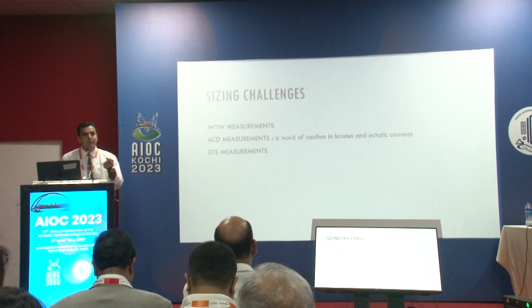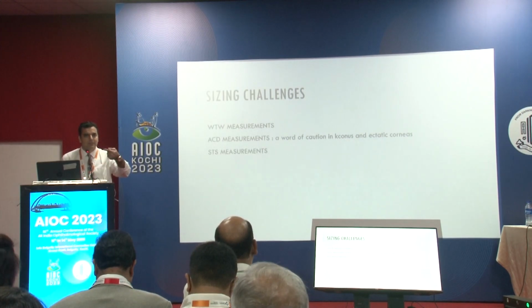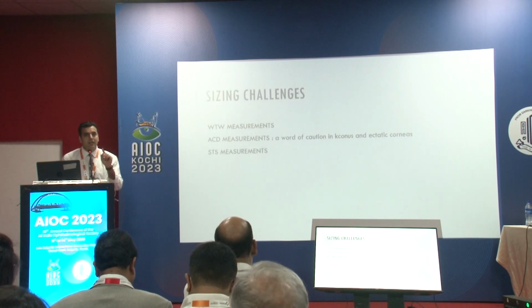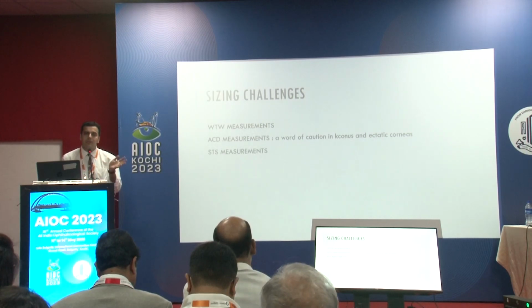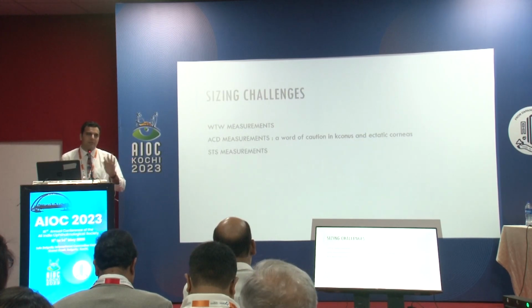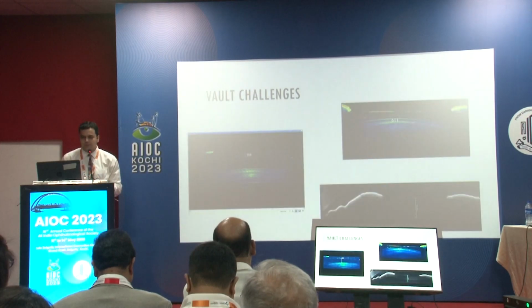One more thing you can do is use the Schirmer strip. You can calculate it using the Schirmer strip as well. And ACD measurements, as I told, in keratoconus you have to be very particular. Use sulcus to sulcus measurements using UBM in patients where you get a lot of variability. If you get a different white to white from the optical biometer or the topographer, and your manual digital caliper is absolutely different, it's always better to go for the sulcus to sulcus measurements.